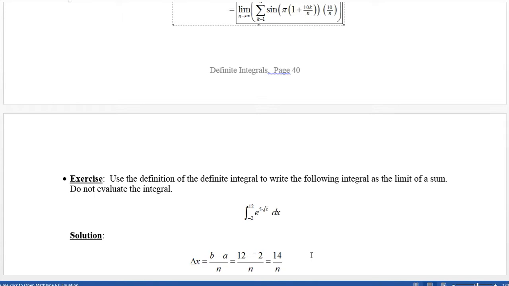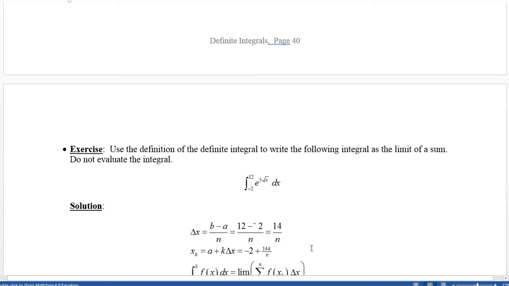Okay, and what is x sub k? Well, if we go to the right end of each interval, which is how we do in the basic definition we've been using, which is what we do for a right Riemann sum, x sub k is a plus k delta x. But let's substitute in what we know. A is negative 2, and we know that delta x is 14 over n. When you multiply k times delta x, that's 14k over n.